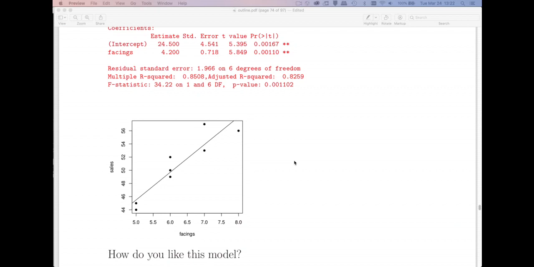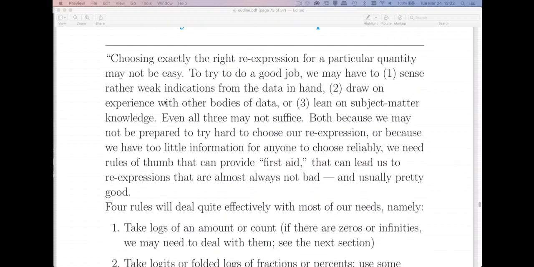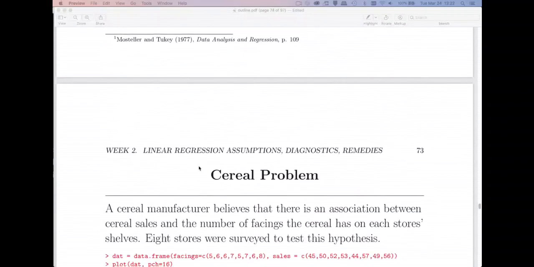I really kind of like this problem because it illustrates what Tukey was talking about back here. So what Tukey said is you have to do the best you can with rather weak indications from the data in hand. So with only 8 data points, we don't have a lot of data, and our indications are quite weak. We may have to draw on our experience with other data sets that we've analyzed like this, and draw on our subject matter expertise. And even if all 3 of these may not suffice, we need rules of thumb, so log counts or amounts. So let's go back and look at this problem.